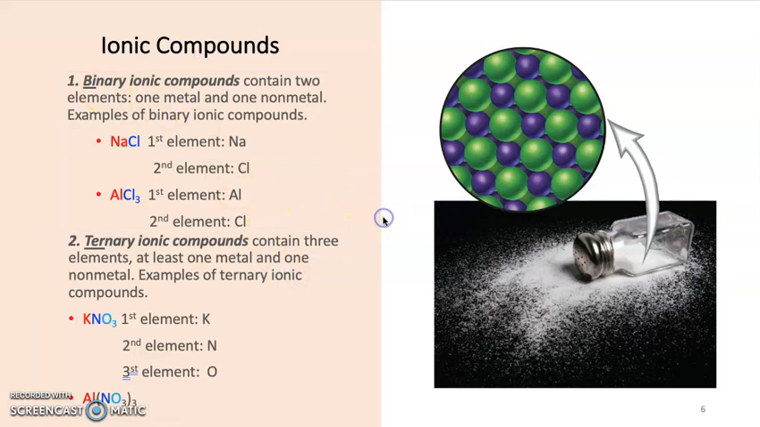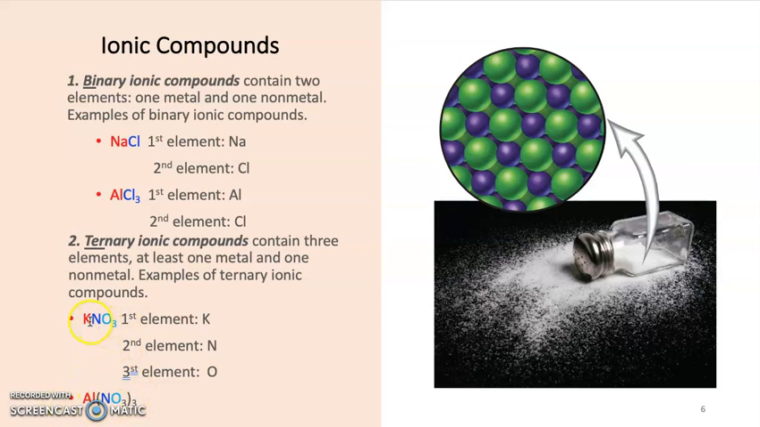Now, how about the ternary ionic compound? When you see the prefix, you know it means three. That means it contains three elements. At least one of the elements is a metal, and one is a non-metal. Examples of ternary ionic compounds are potassium nitrate or aluminum nitrate.